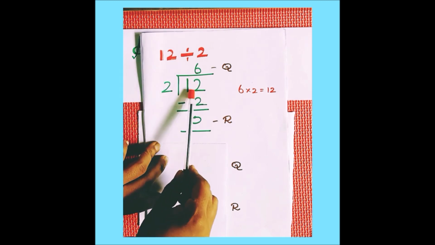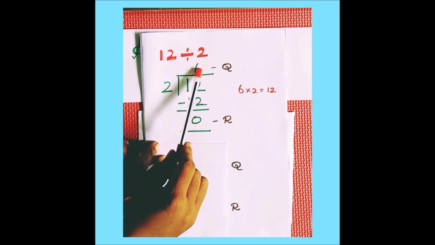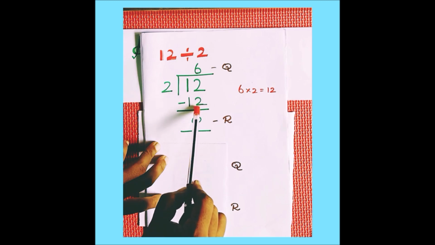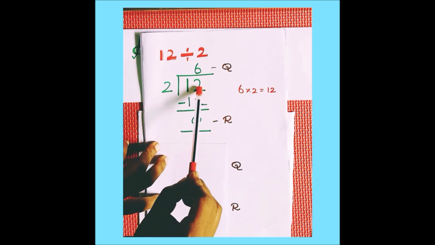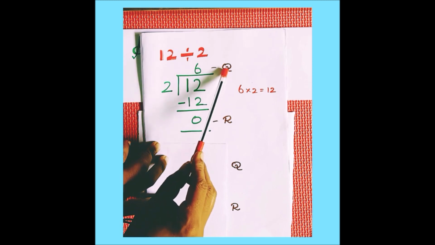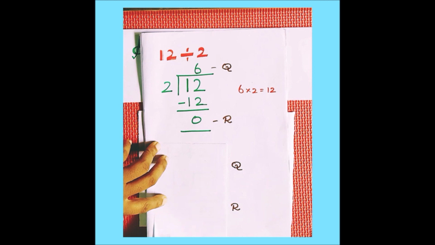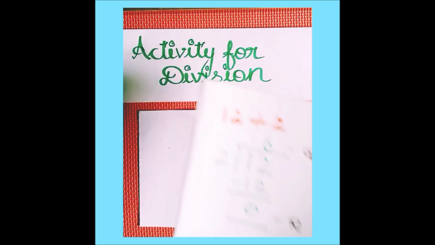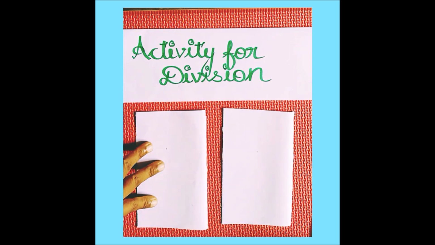In the 2 table, 12 comes how many times? 6 times. So, here you have to write 6. So 6 2s are 12. So what is our remainder? 0. So by dividing 12 by 2, you get the quotient as 6 and remainder as 0. Now we are going to do the activity for this division. Okay. For that we are going to take 12 coins.